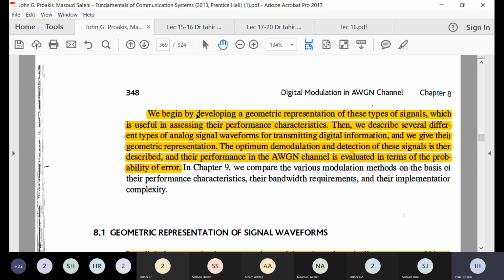So we will begin this chapter with a geometric representation of these signals. The question comes, why do we need a geometric representation? The main reason is that it simplifies our calculation. If you don't go into the geometric representation, you will be engulfed by the mathematics, or you will be in deep trouble. So remember to always represent your signals geometrically. We will be seeing it in detail now.